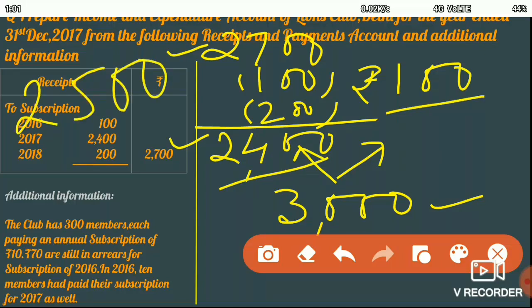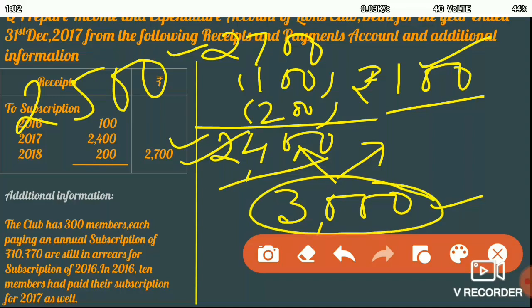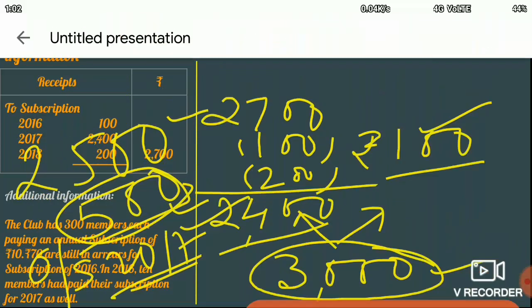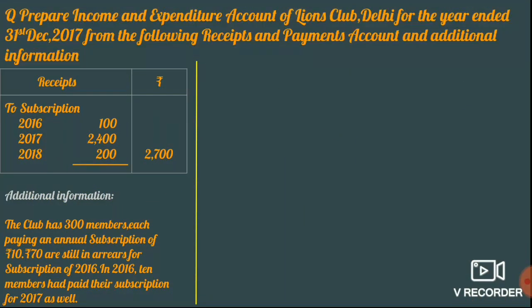The cash which is received in the current year and the cash which is received in the previous year for the current year subscription. So the total subscription received in cash for the current year is 2,500, but the total subscription should be 3,000. So there is a shortage of 500. That means some members have not paid the subscription of the current year, and this is the outstanding of 2017. That means it is for the current year. So this 500 rupees. So when we show this in our account, we will show it in this way.